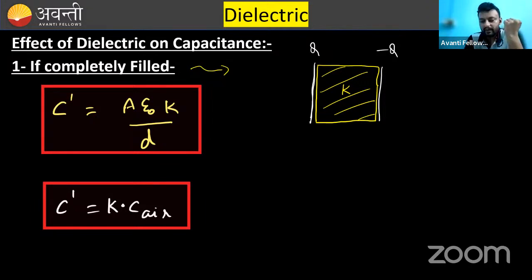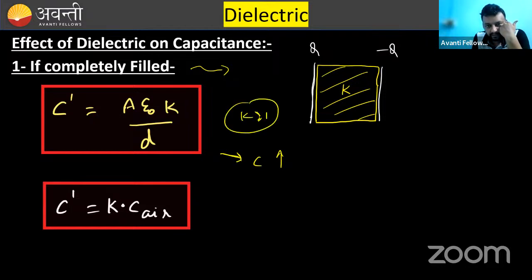Now there comes a case of partial filling. Can you see that capacitance increases? Capacitance increases because K was greater than 1. K was greater than 1, so capacitance increases.